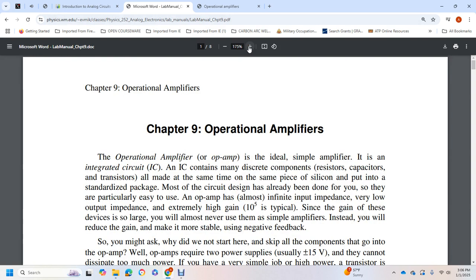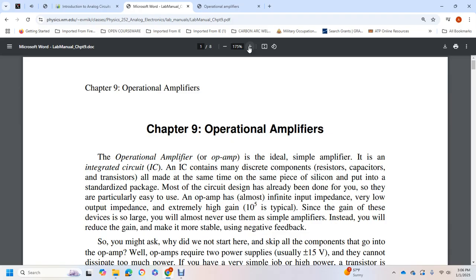Alright, Chapter 9, Operational Amplifiers. An operational amplifier, or op amp, is an ideal simple amplifier on an integrated circuit that replaces discrete components. The resistors, capacitors and transistors are all made at the same time, in the same place, on silicon, and put into a standard package. Most circuit design has already been done within the op amp.